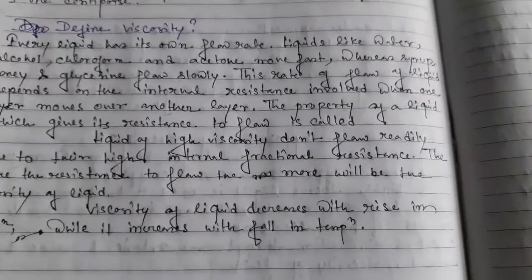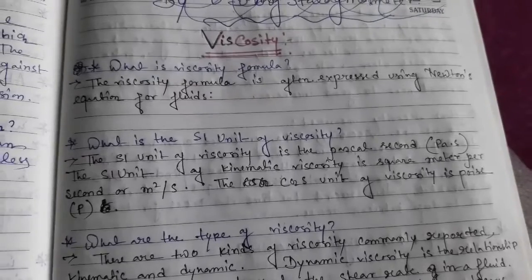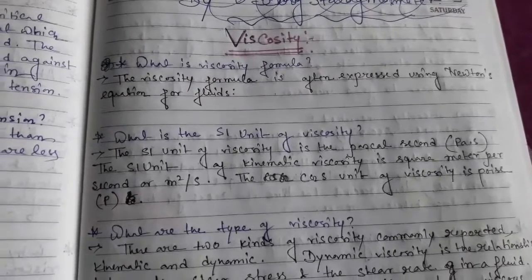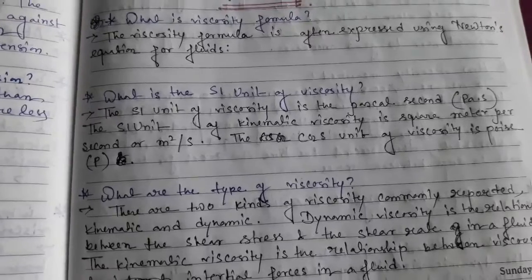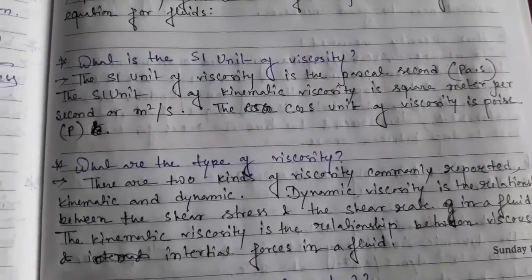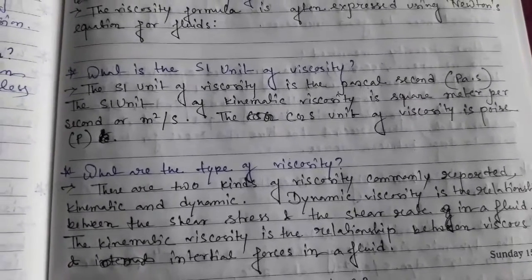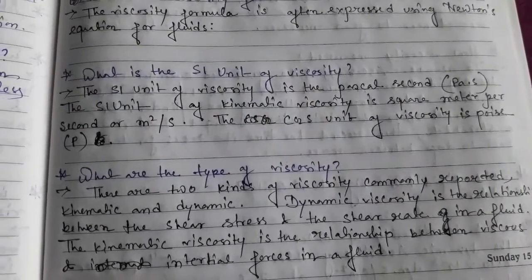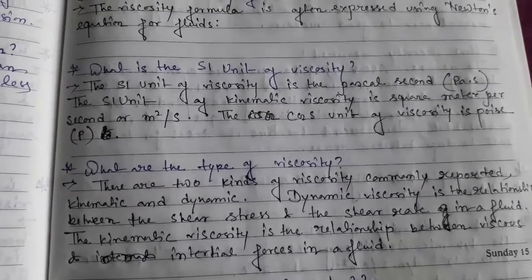Okay, and next, the formula. What is the viscosity formula? The viscosity formula is often expressed using Newton's equation for liquids. There are different formulas as well. For SI units, the SI unit of viscosity is the Pascal second. The SI unit of kinematic viscosity is square meter per second, or m²/s, and the CGS unit of viscosity is the poise.